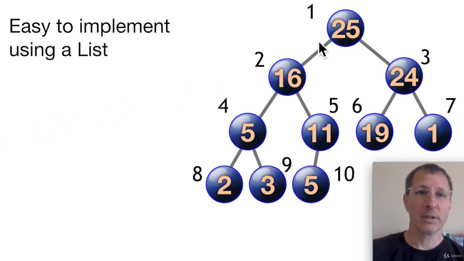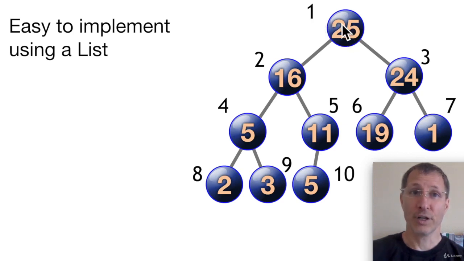So you can see that using a list, we have a list index that corresponds to each node, starting with 1 at the top, and then 2, 3 across, 4, 5, 6, 7 across on the next tier, and then on the next tier, 8, 9, 10. So it's a pretty easy indexing system that corresponds to these nodes on the tree.